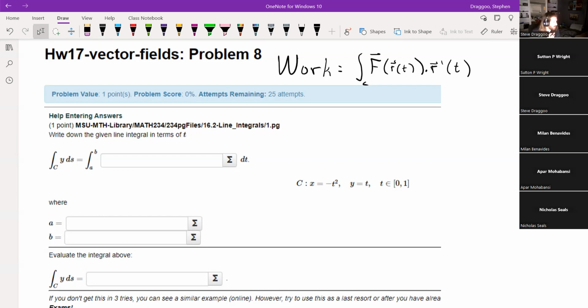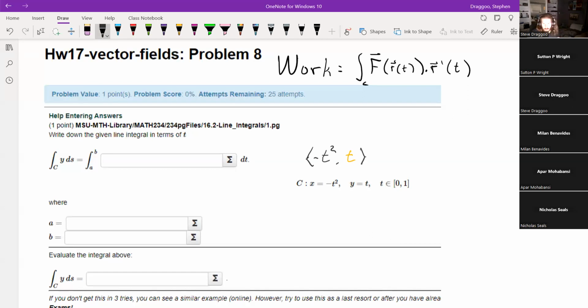Back on task. Write down the given line integral in terms of t, given a bunch of stuff. So what do we want to do? We want to integrate y ds, given that the curve is x equals negative t squared, y equals negative t. If I were to just write that thing down, this really looks like a parabola. It is x equals negative y squared. And that thing looks like the vector negative t squared, negative t.